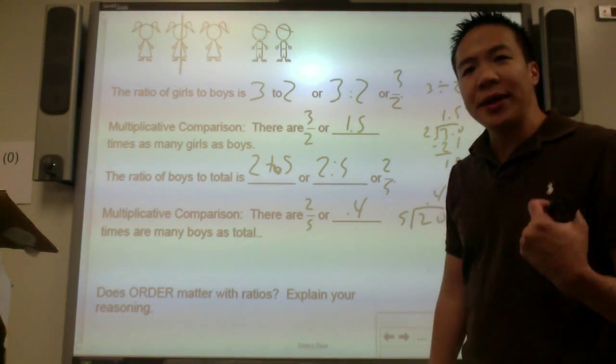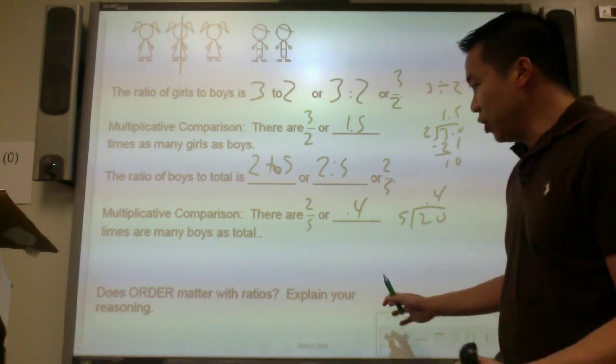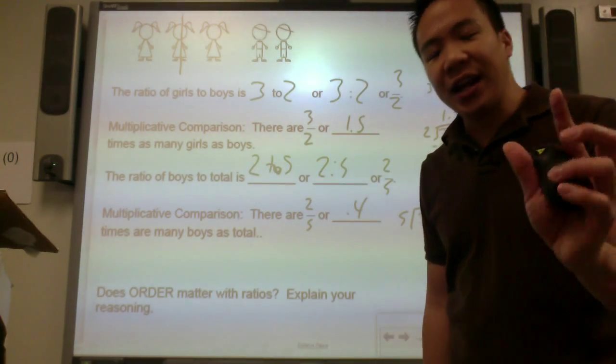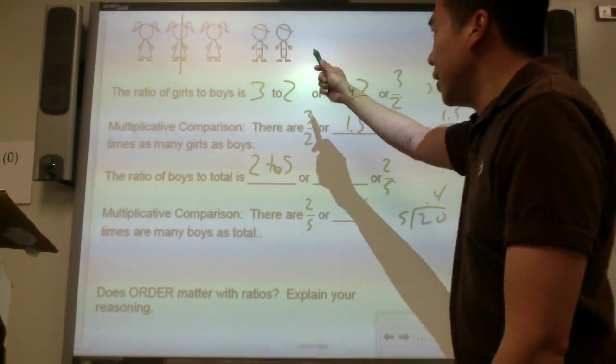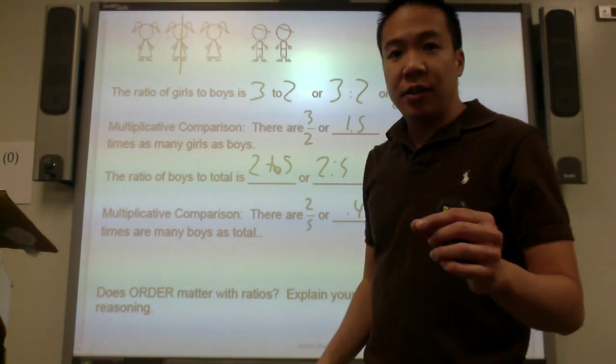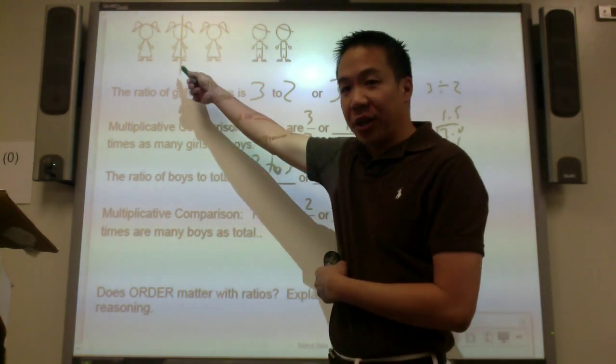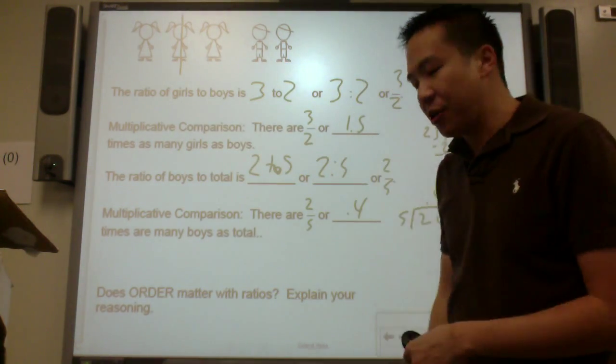So does order really matter with ratios? It does, big time. Because if you don't pay attention, you could be writing the answer backward. For example, there are 3 girls to every 2 boys. If I did 2 to 3, that's saying that there are 2 boys to 3 girls. So order does matter.